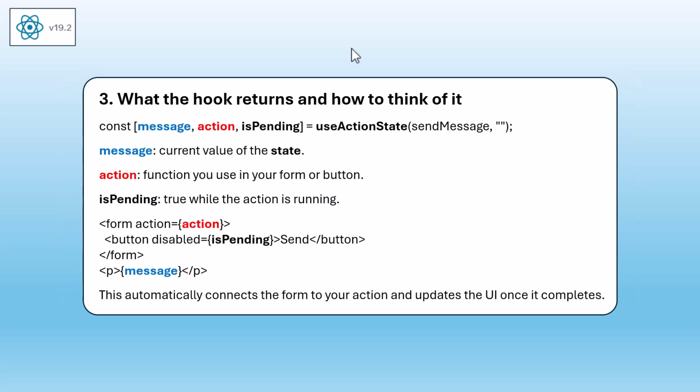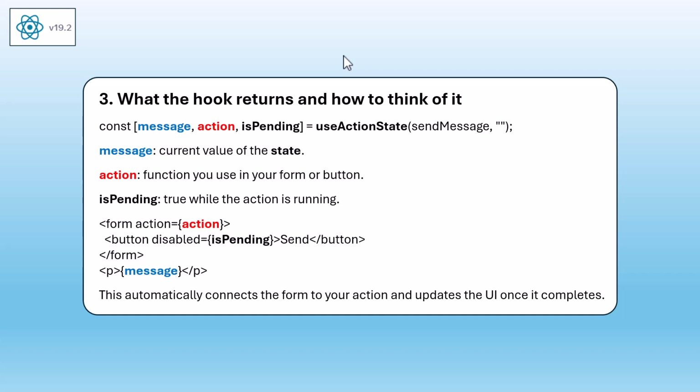3. What the hook returns and how to think of it. When you call useActionState, you get three things. First, a piece of state that initially equals the initial value you provided, and then after the action runs, the returned value becomes the new state. Second, an action, or a function, that you can tie to your form submission or button press. When invoked, it runs your provided logic and updates state accordingly.